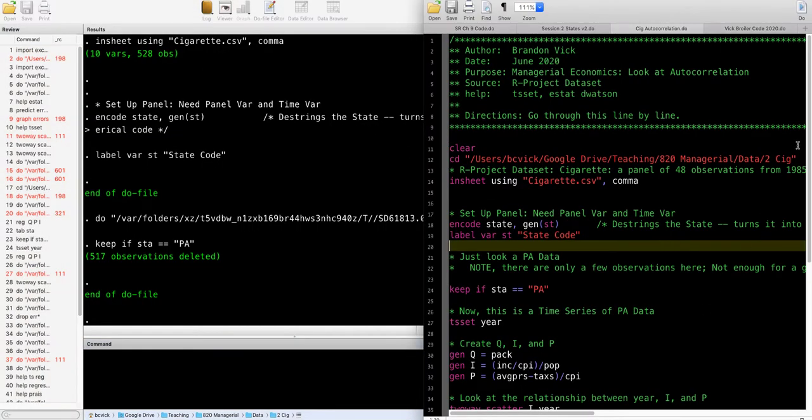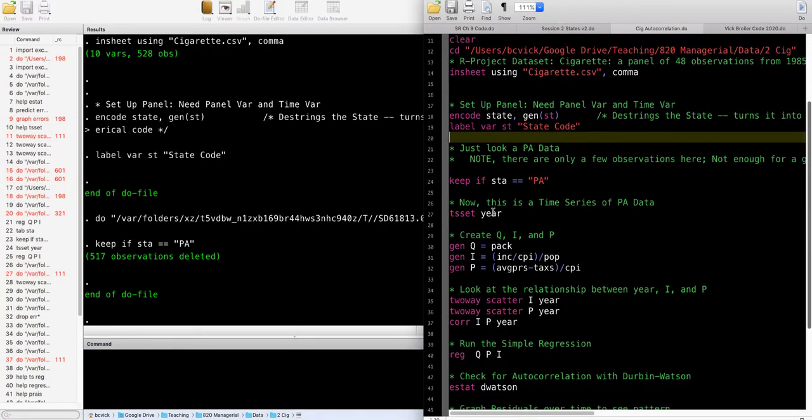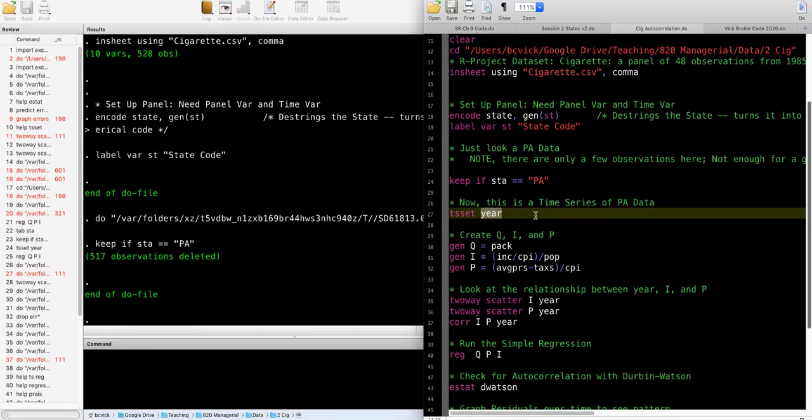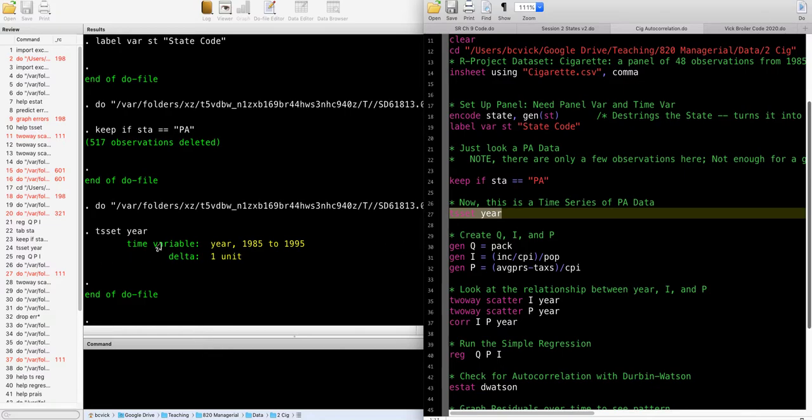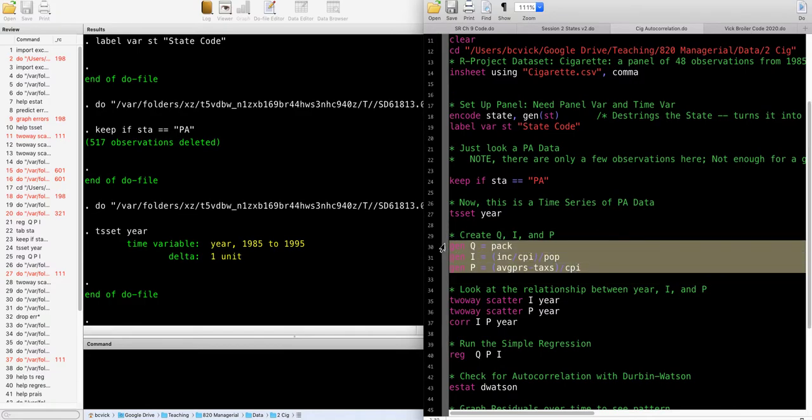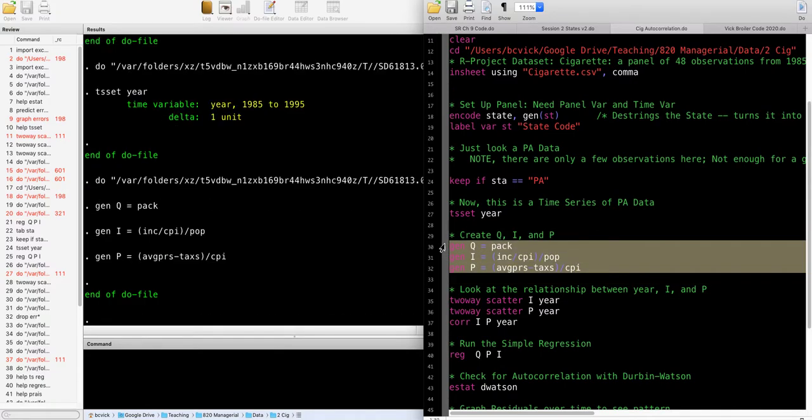Okay, so again, what we're going to do here is tell Stata that this is a time series data set. Last time we told it it was a panel data set, but it's not a panel data set anymore. It's a time series. So we'll run this tsset that tells Stata that we have a time variable, year. It ranges from 85 to 95. I'm going to generate my demand level variables. Quantity is packs, income is adjusted for population and CPI, and then price takes out taxes.